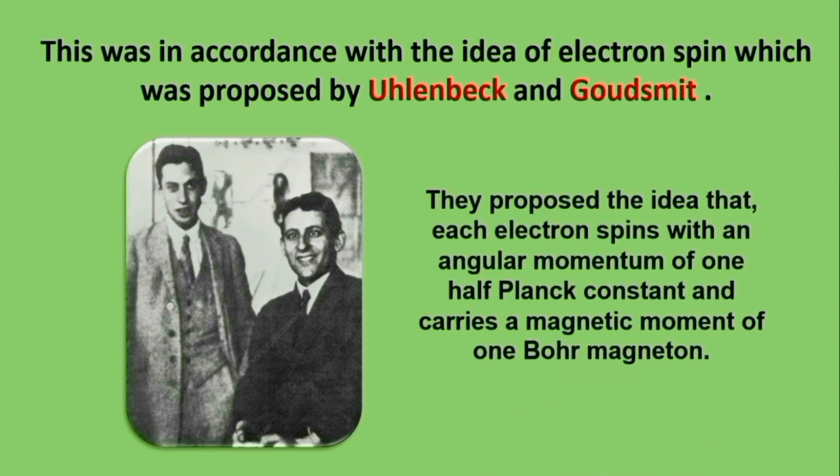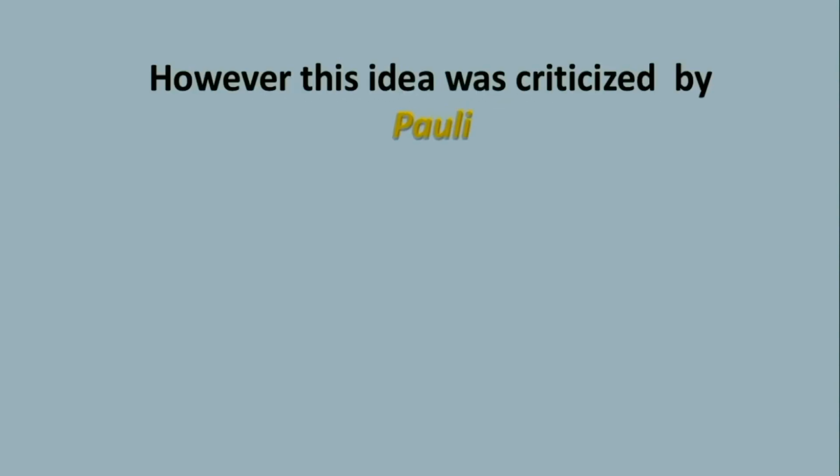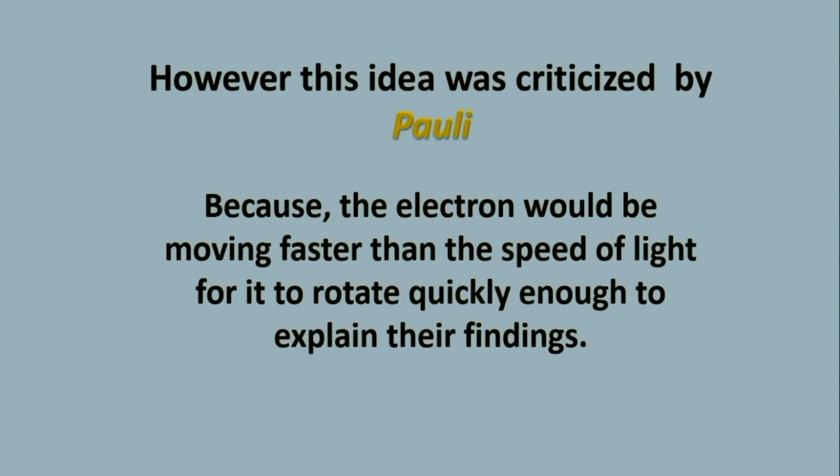They proposed the idea that each electron spins with an angular momentum of 1/2 Planck constant and carries a magnetic moment of 1 Bohr magneton. However, the idea was criticized by Pauli because the electrons would have to move faster than the speed of light to rotate quickly enough to explain their findings. I think you get an idea about the discovery of electron spin.